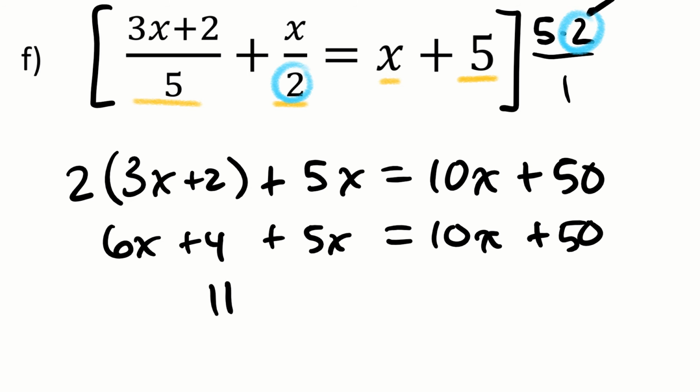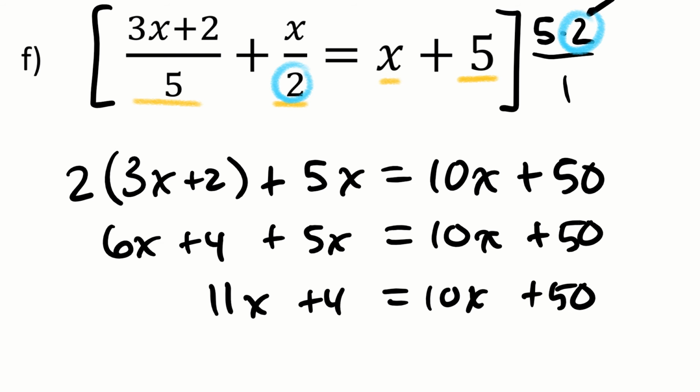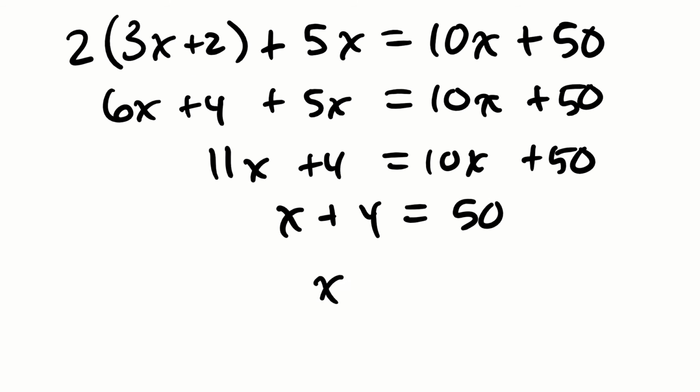Combining my like terms, this is 11x plus 4 is 10x plus 50. Taking away 10x from both sides, I just have an x over there now. So x plus 4 is the number 50. And when I take away 4 from both sides, I get that x has to be the number 46.